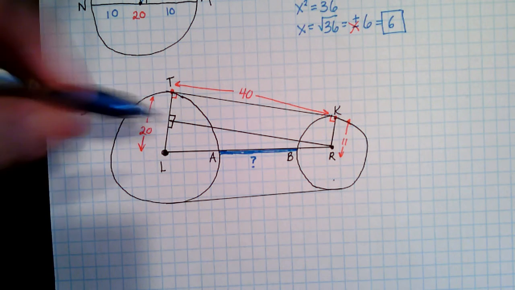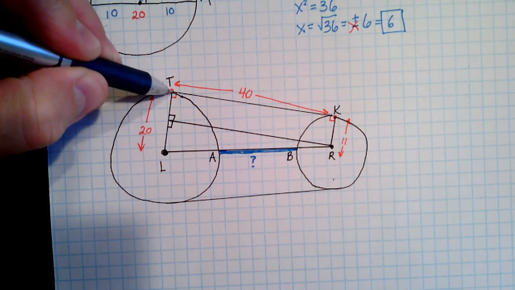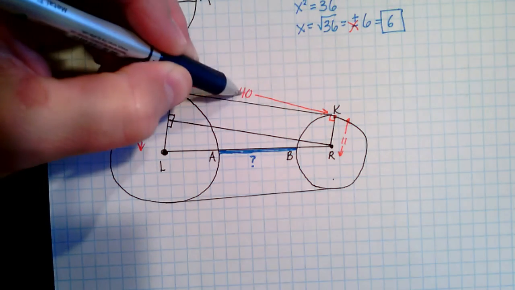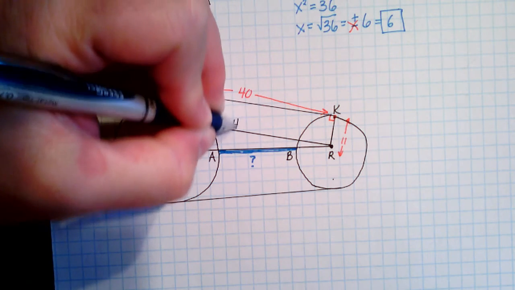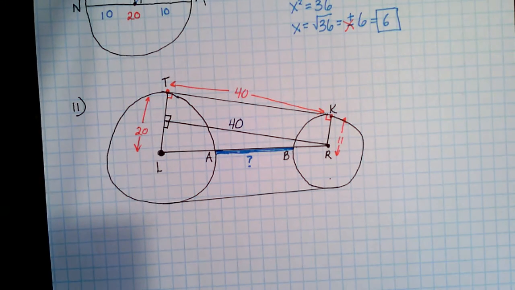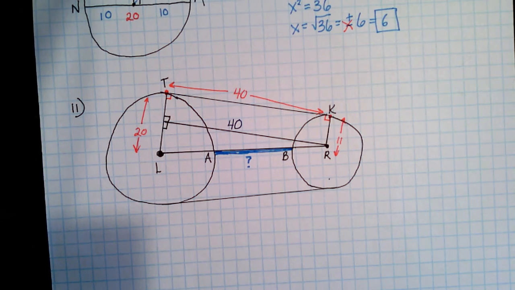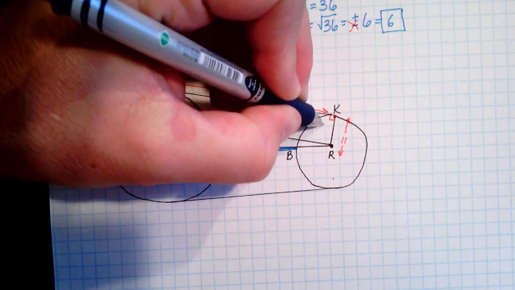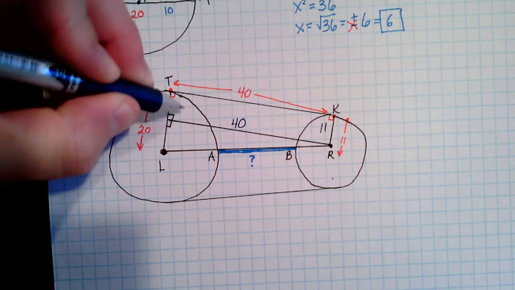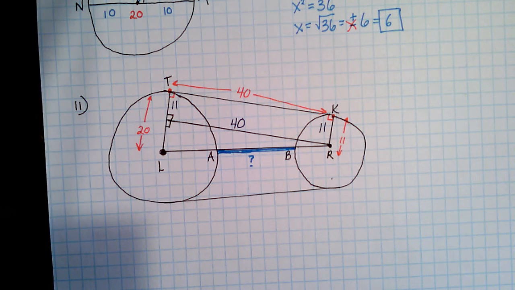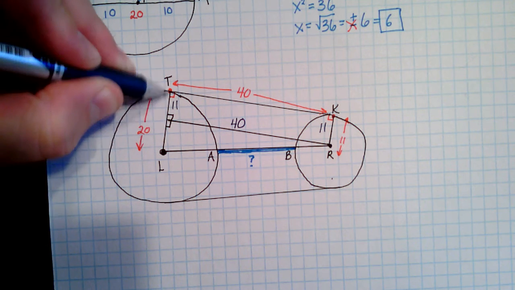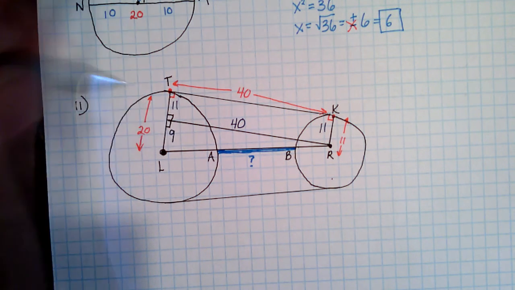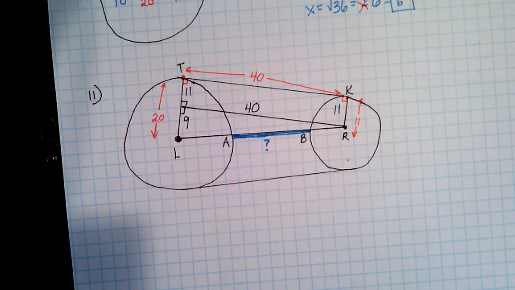I think it's important to recognize that there is a rectangle here. So if this side is 40, then the property of a rectangle says this opposite side right here is also 40. And then if you have a radius of 11 here, that means that's 11, and the opposite side is 11. And if the radius here is 20, 11 plus 9 is going to give you 20.